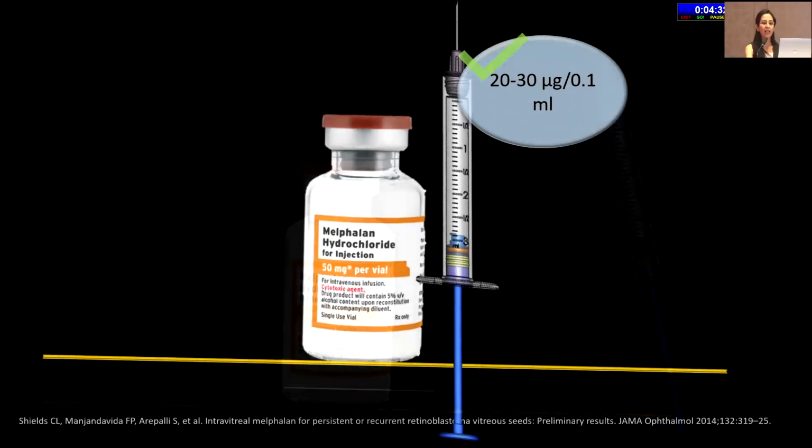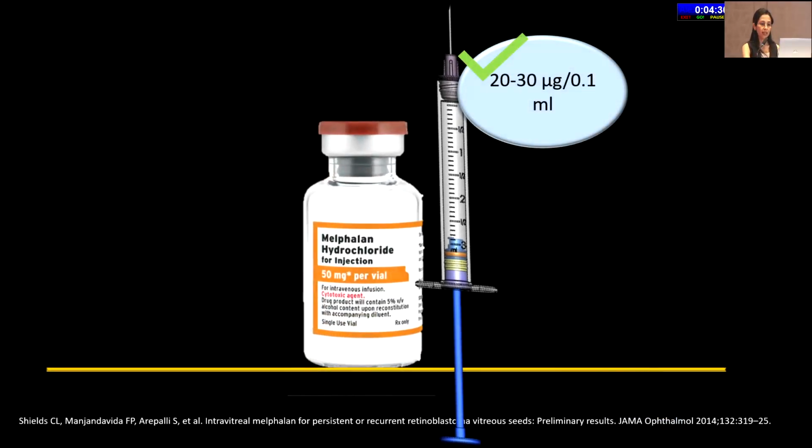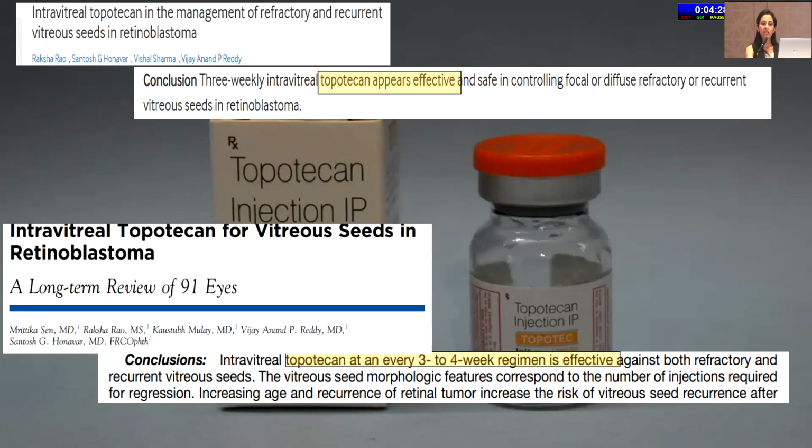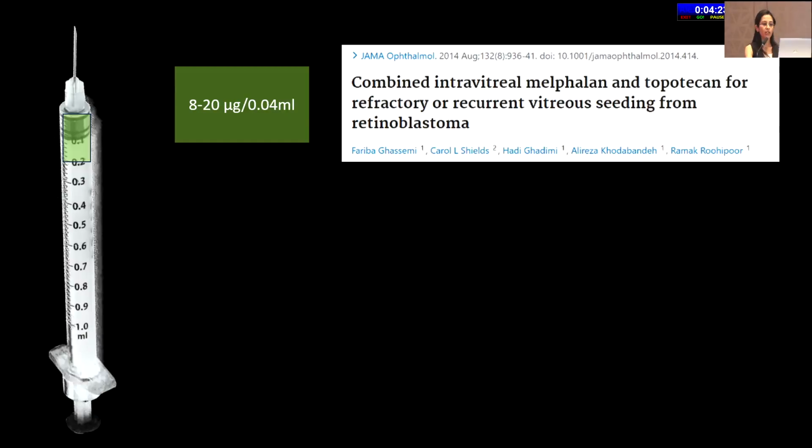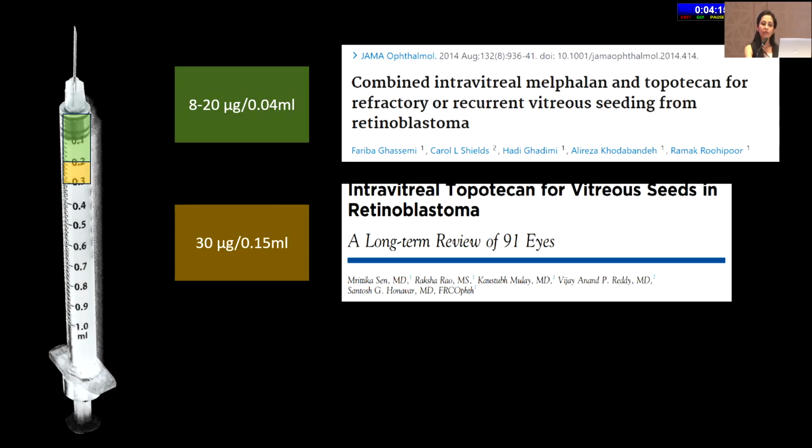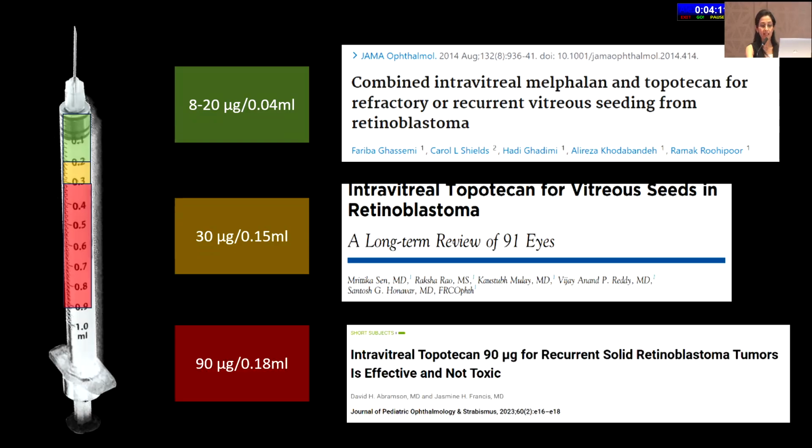So now a new balance was found between 20 to 30 microns. Melphalan was then challenged by topotecan because of its effectivity, safety, and stability for longer duration. But refractory vitreous seeds were still a challenge, so a practice of combined topo plus melphalan was initiated. Also, effectivity of intravitreal topo at the dose of 30 microgram was emphasized.